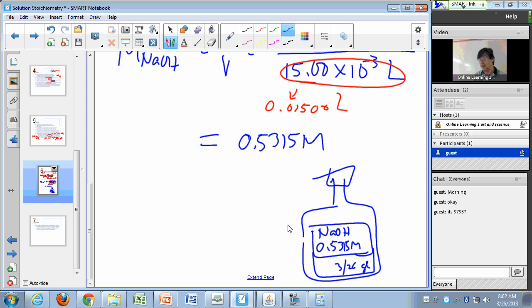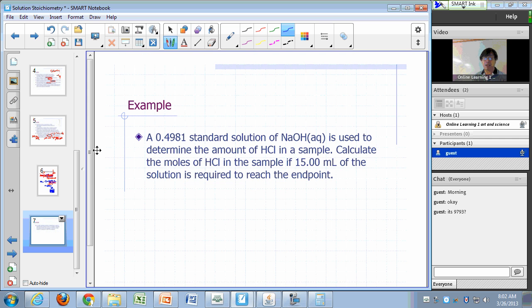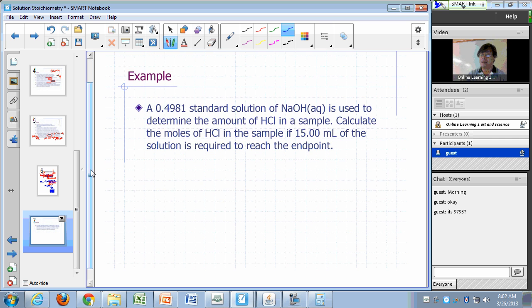Now that I have standardized my sodium hydroxide, I know precisely what its molarity is. I can use it to determine the amount of acid in a sample. So for example, let's say you have a standard solution of sodium hydroxide which has a molarity of 0.4981 molar. Suppose you have a solution like that in the lab, and you use that to determine the amount of HCl in a sample. How much HCl is in the sample if 15 mL of solution is required to reach the endpoint?